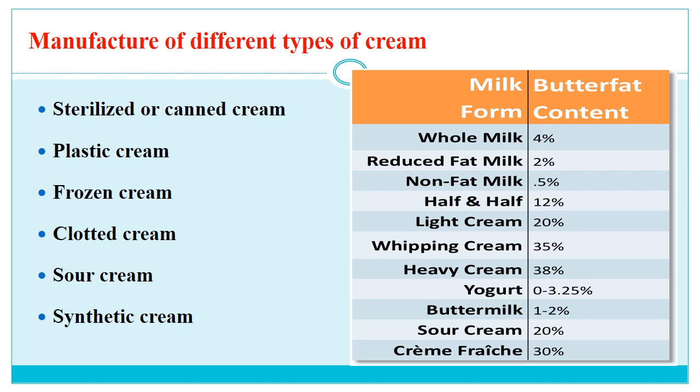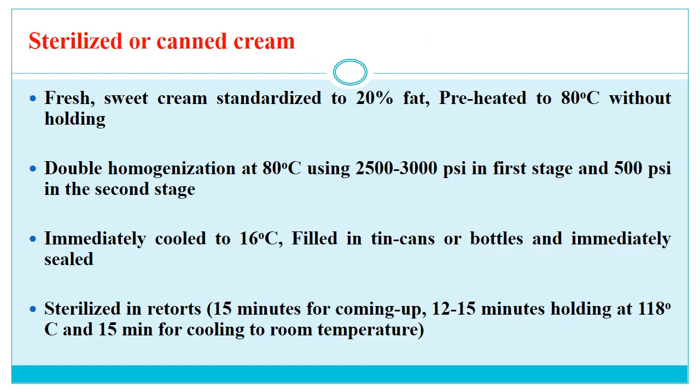Now we will discuss the manufacture of different types of cream, that is sterilized or canned cream, plastic cream, frozen cream, clotted cream, sour cream, and synthetic cream. On the other side we can see the fat percent of different kinds of milk and cream. The cream part we have already discussed, that is light cream, heavy cream, and synthetic or plastic cream. Here first we will see the manufacture of sterilized or canned cream.